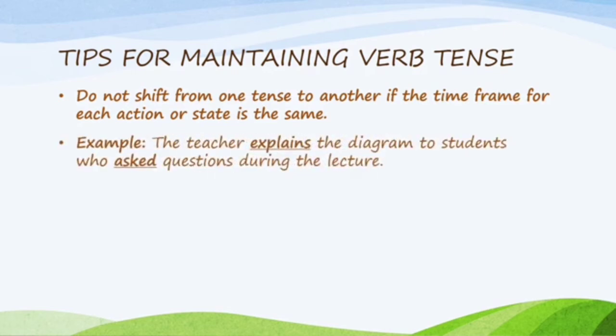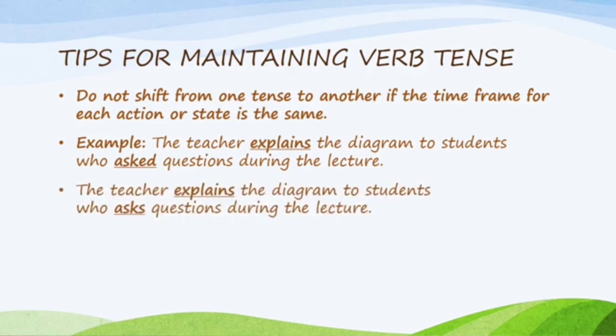Say, the teacher explains the diagram to students who asked questions during the lecture. So here we have realized that we have two tenses. The teacher explains, and later we have the verb asked. So there is an inconsistency. The only way we can maintain the consistency of the tense is to revisit the sentence. So let's see. We say the teacher explains the diagram to students who ask questions during the lecture.